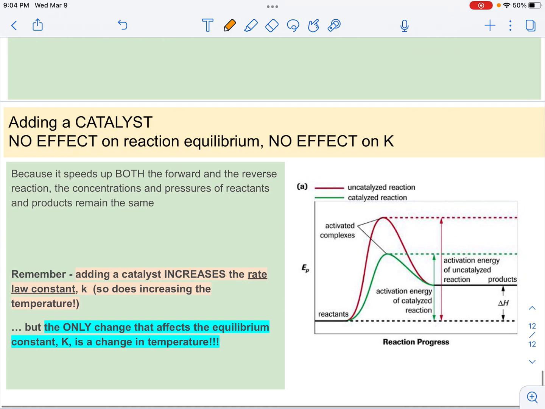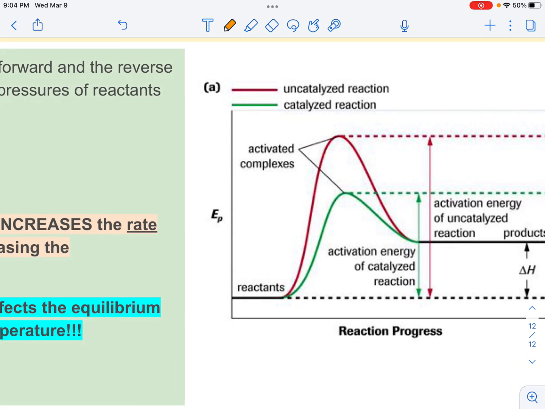All right, and then finally, adding a catalyst. This is the last piece of this. Adding a catalyst has zero effect on an equilibrium system. This is kind of confusing, but you have to remember that adding a catalyst lowers the activation energy in both directions. And so it speeds up the forward and the reverse.